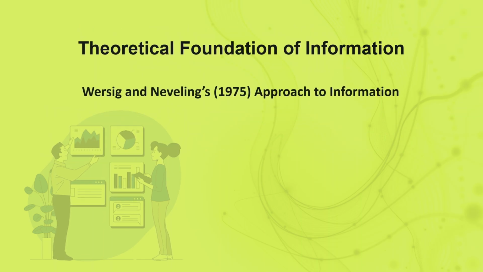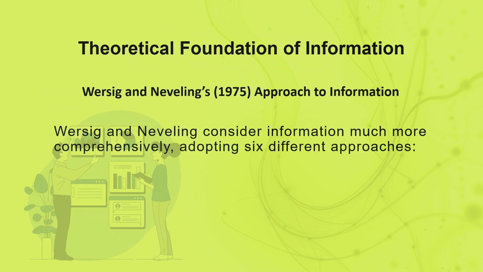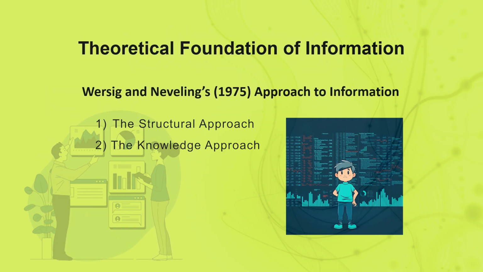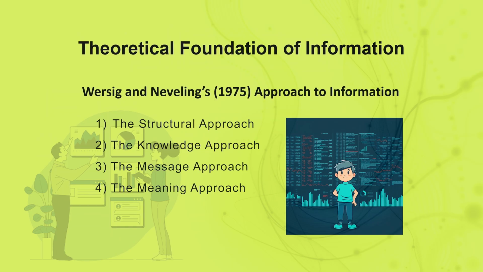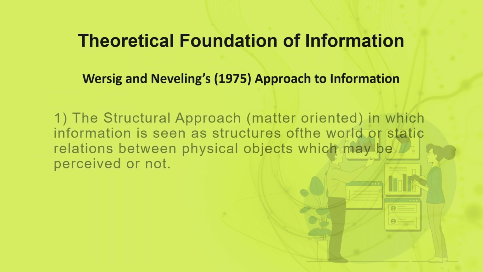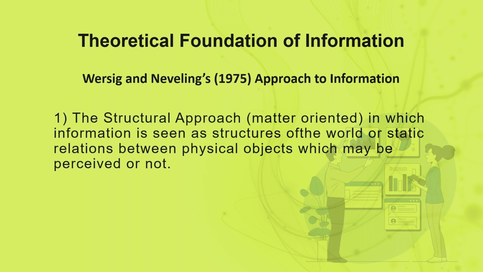Next, in 1975, Wersig and Neveling considered information much more comprehensively, adopting 6 different approaches: the structural approach, the knowledge approach, the message approach, the meaning approach, the effect approach and the process approach. The structural approach, in which information is seen as structures of the world or static relations between physical objects which may be perceived or not.